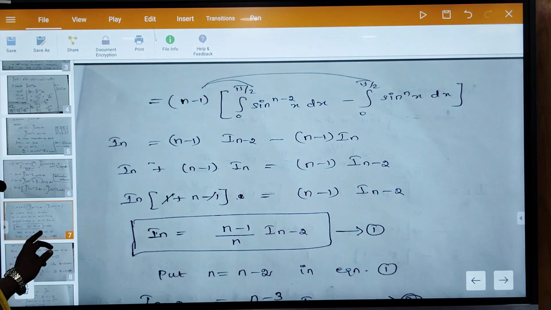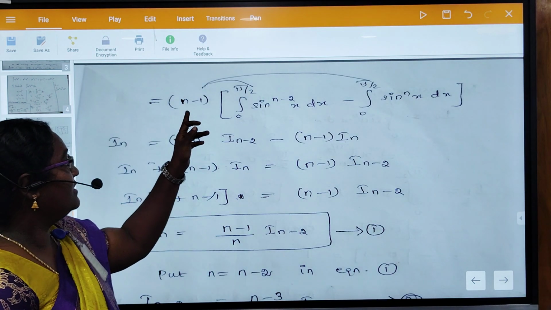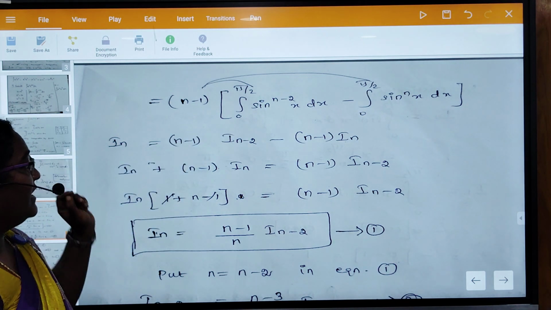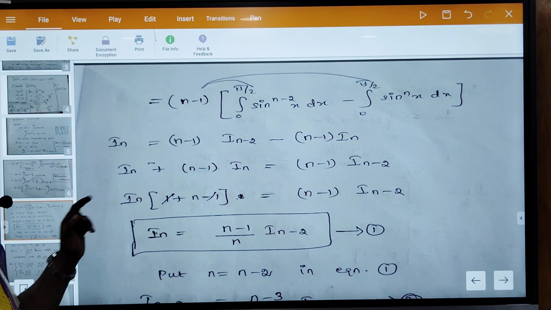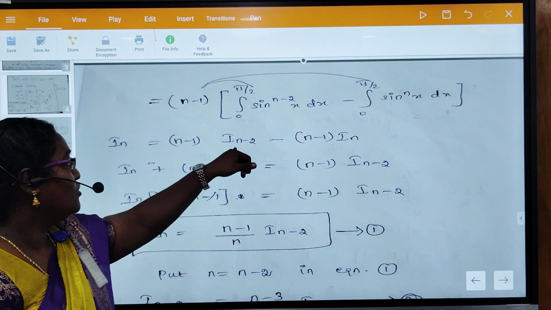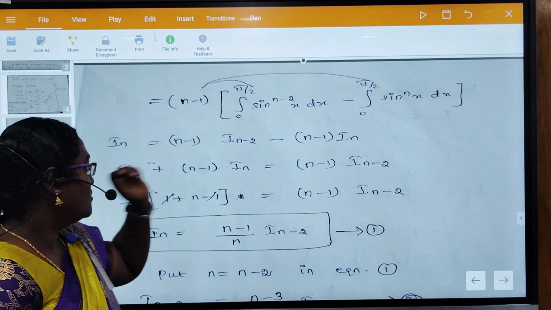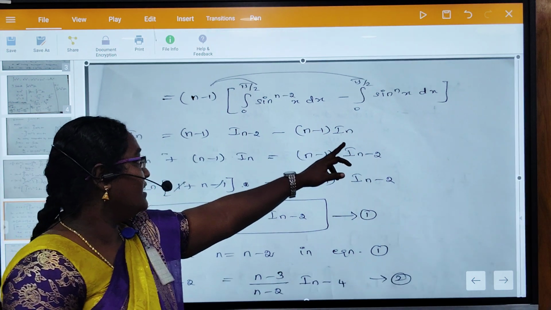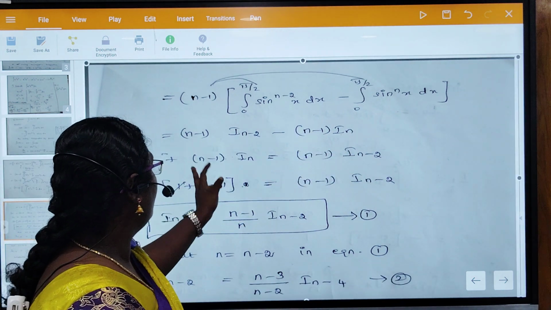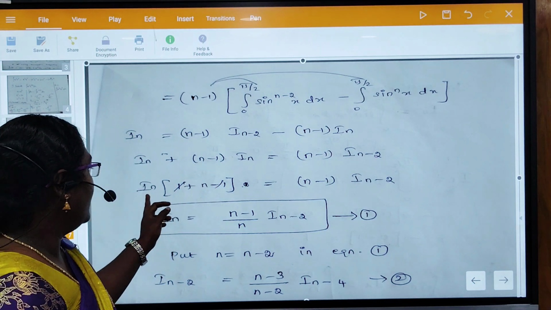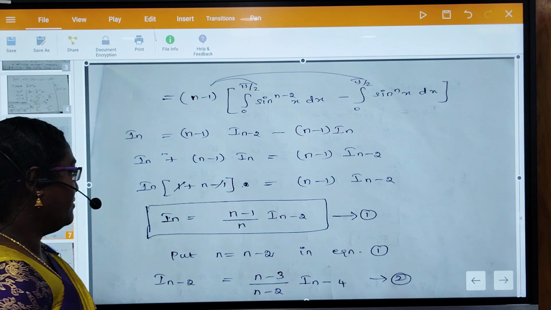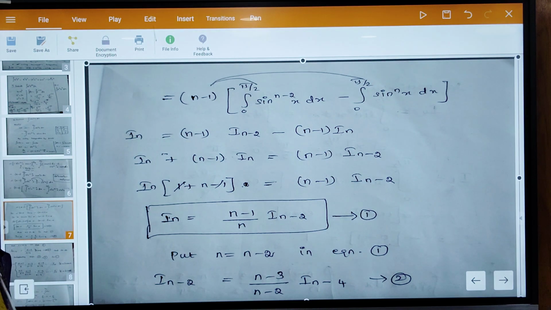Yes, the next one, we are taking that inside. So we are having this, and again we are taking this n minus 1 inside. So this is the equation which we are having. In is sin power n. Here we are having sin power n minus 2, so it is In minus 2 and In. So this side also we are having In, and this side also we are having In. When we take this In to this side, it comes as positive n minus 1 into In. So taking out In common and cancelling out the terms, we will be having In is equal to n minus 1 by n into In minus 2.